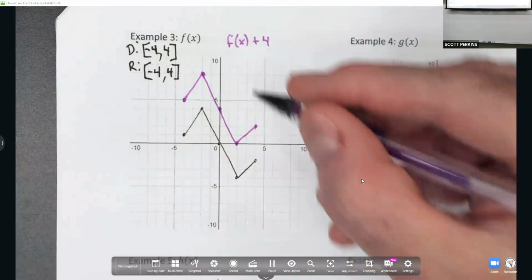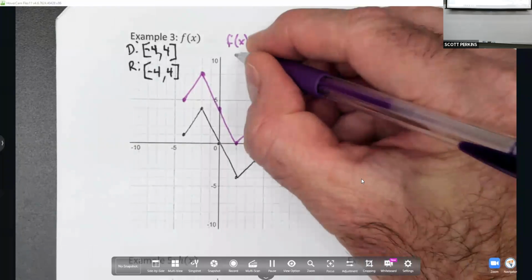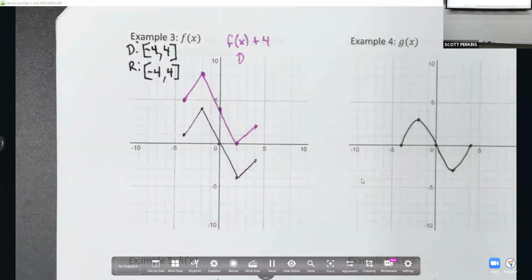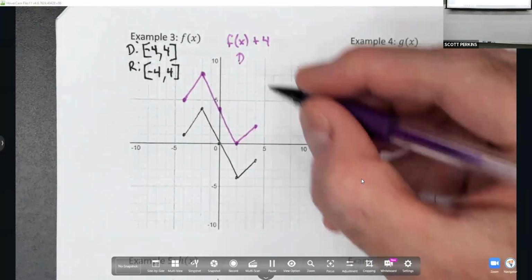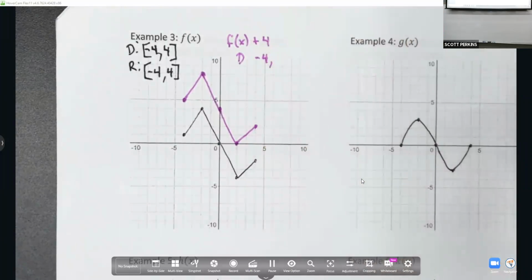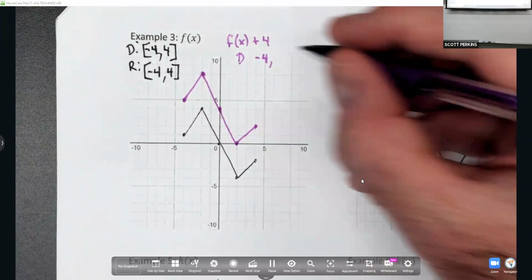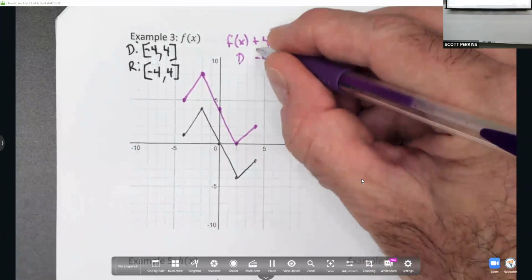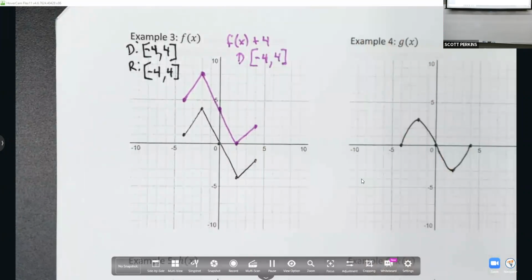So I've moved it up 4. So let's look at the graph. What's the domain now of the purple function? How far left is it? -4. How far right is the purple graph? So notice, when I move the graph up or down, when I do a vertical translation, is the domain affected? No, I've not done anything to the x values.